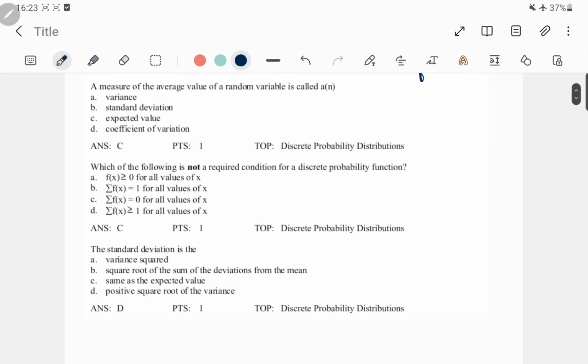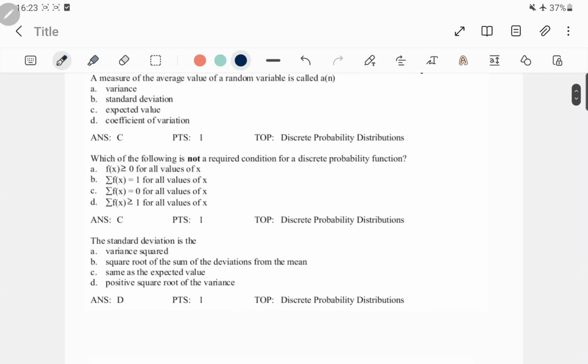Next up, a measure of average value of a random variable is known as expected value. This is something that we have covered before.